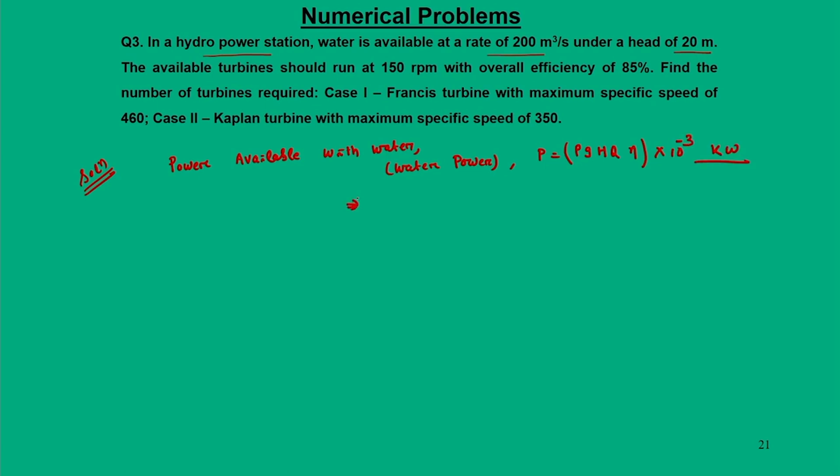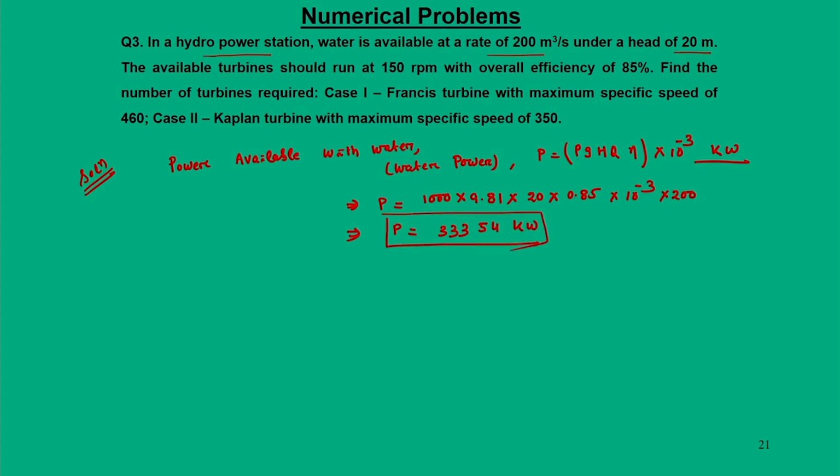So, putting this number we can say P is equal to 1000 into 9.81 into H is 20 meter into efficiency is 85% into 10 to the power minus 3 into flow rate. So, P stands as 33354 kilowatt. So, this is the power available for water or water power.